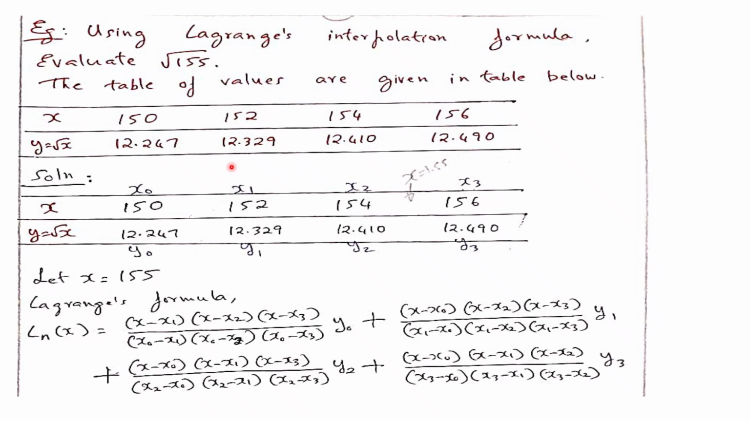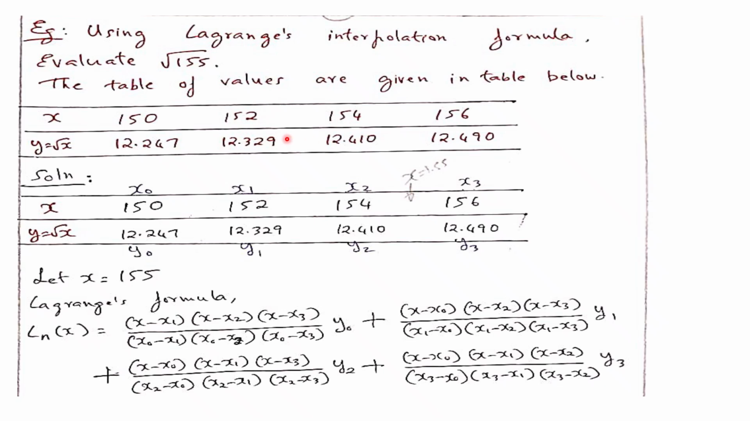So what we are asked to calculate is to find square root of 155. So here it is 154, here it is 156. So 155 is here, right? So we want to find the square root of 155, not by direct method, using Lagrange's interpolation formula.